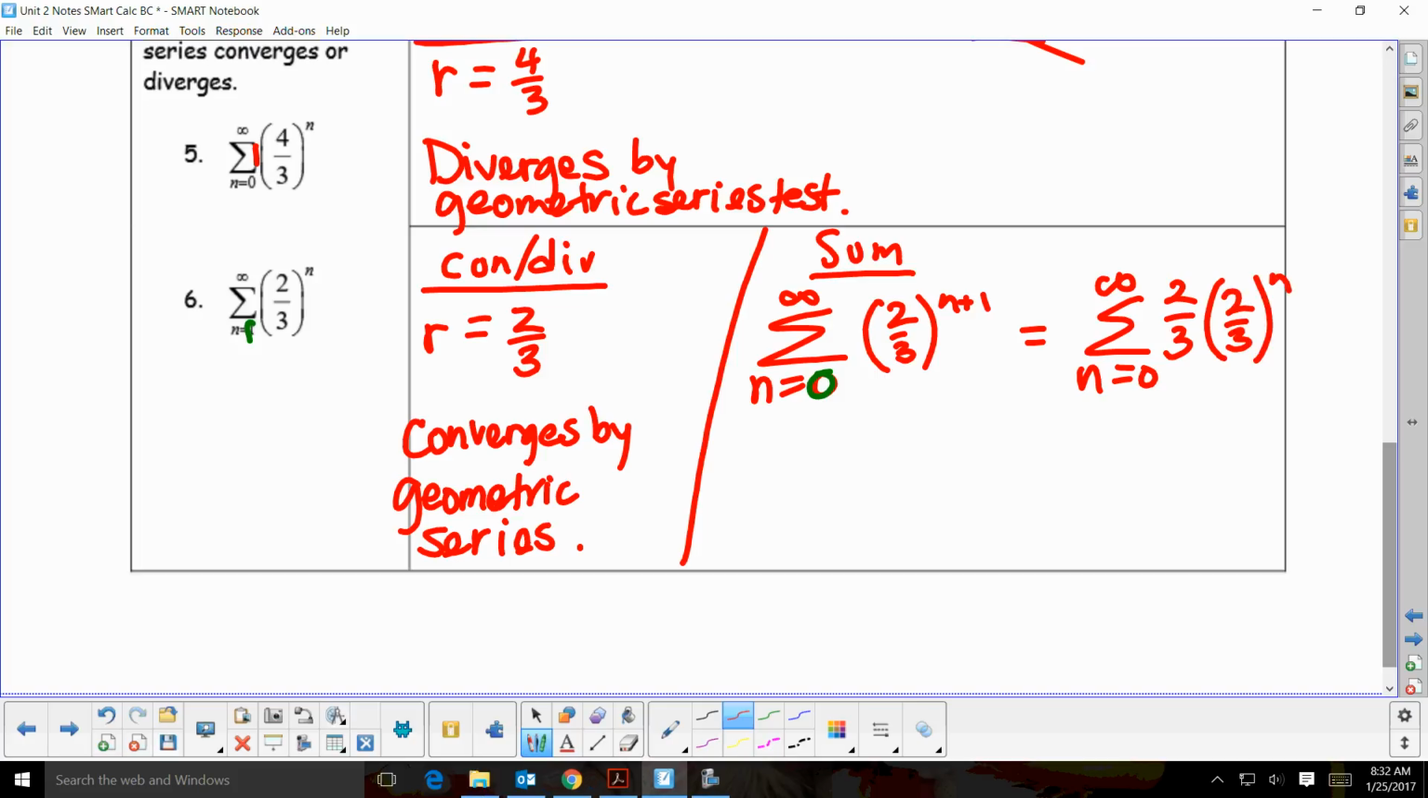Okay, did you get it to that? So this right here is my A, and this right here is my R. Just a coincidence that they're the same number. So now we can say that this equals, because we get to find the sum for geometric, A over 1 minus R. Simplify.